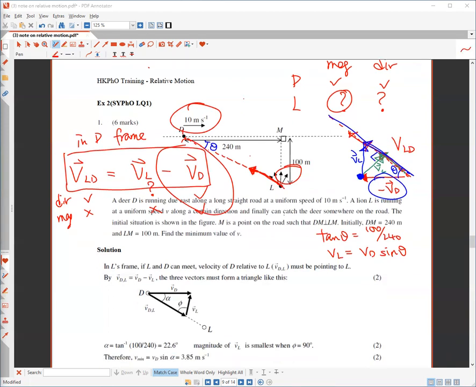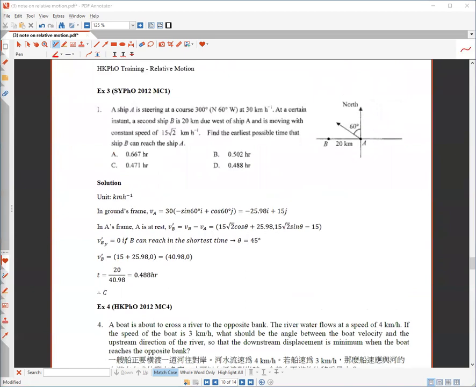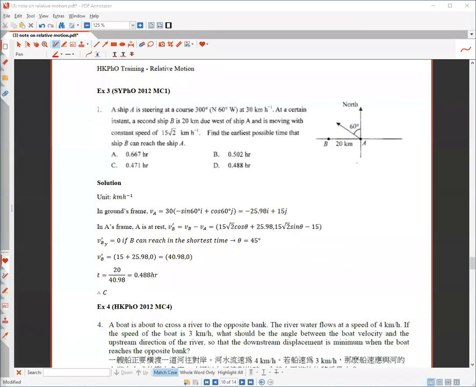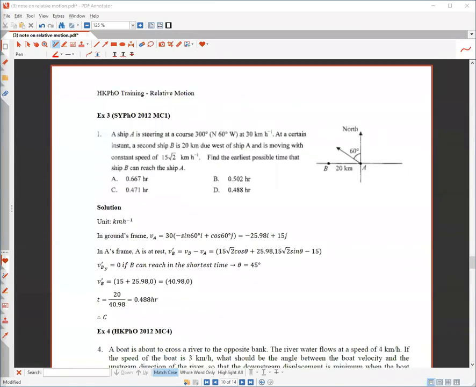Okay, so let's move on. This one is quite similar. Okay, no, this one is actually easier. This question is easy. So have a look at the question first.